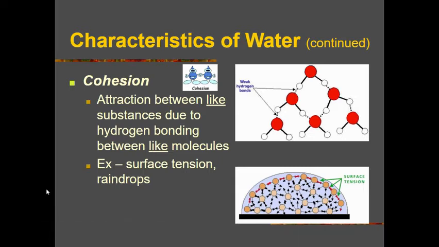So because of the hydrogen bonding and the polarity, one characteristic that water has is cohesion. And I really like this diagram here because it's got two little water molecules holding hands. Cohesion means that water is attracted to itself. It's the attraction between like substances, between like molecules. So water can bind with itself. So surface tension and raindrops are all examples of where water attaches to itself and we end up with a formation because of that.